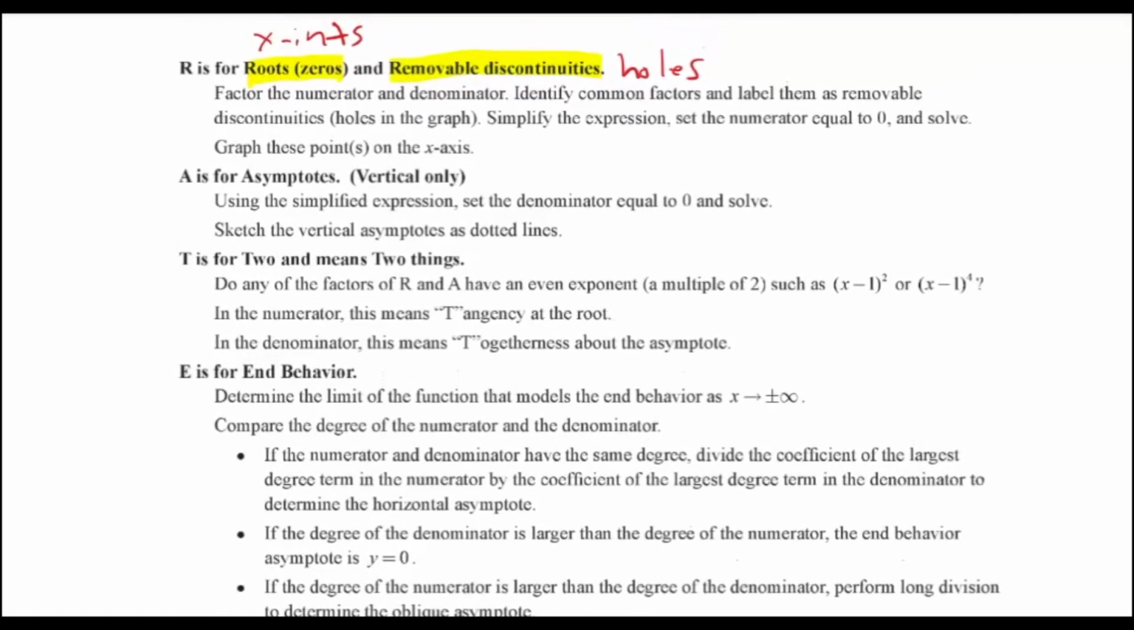Now, to find the y-coordinate of the hole, that's where you take the factor that canceled out, you take the x value that would have made it 0, plug it back into what's left, the simplified function, and that will give you the y-coordinate of the hole.